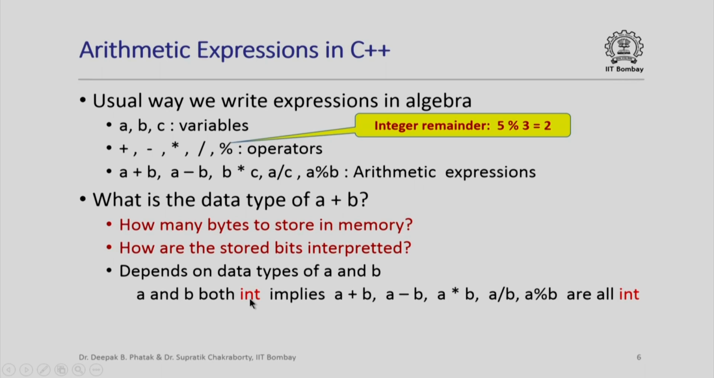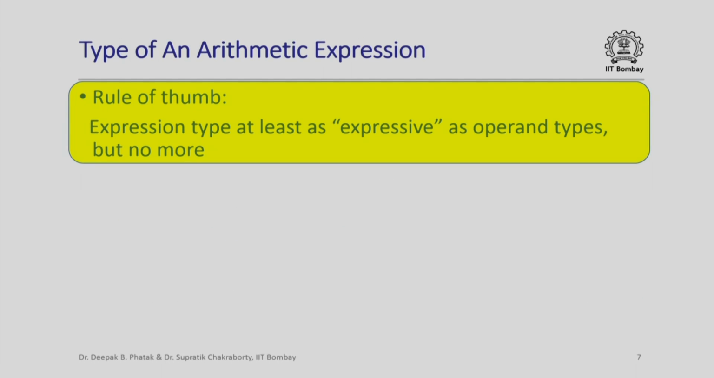So if a and b are both integer, then all of these expressions, a plus b, a minus b, a star b, a divided by b, a percent b, will have the data type int. A general rule of thumb when determining the type of an arithmetic expression is this: the type of the expression must be at least as expressive as the types of the various operands and no more. What do we mean by this?